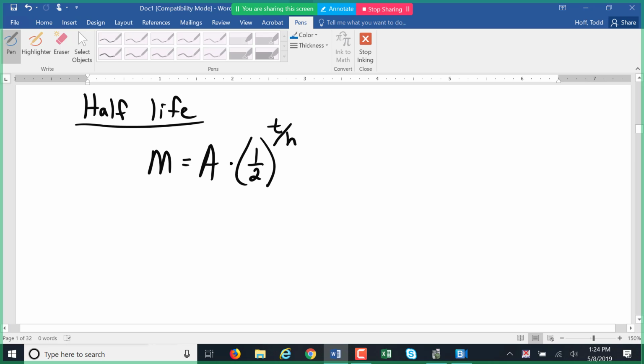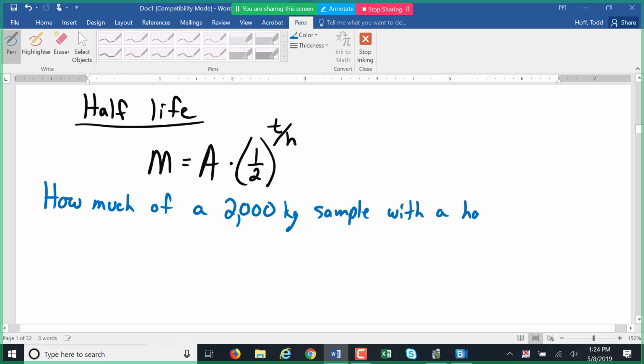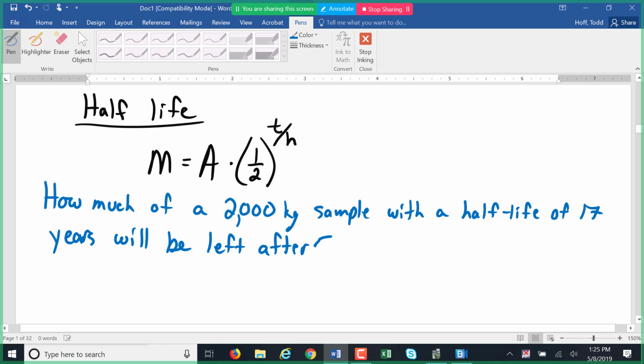So if I had a problem, I could ask, as we did the other day, how much of a 2,000 kilogram sample with a half-life of 17 years will be left after 50 years. See if you can remember how to punch that in your calculator and come up with a result for that.